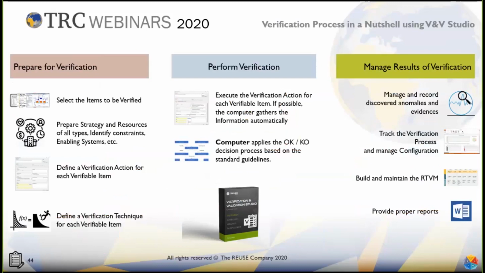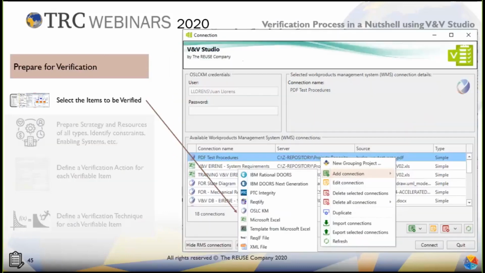So let's put some screenshots before we get into the demo. Here we have the different activities that we have to do in the verification and validation process, and then the different actions that we can have. Let's start by selecting the items to be verified.